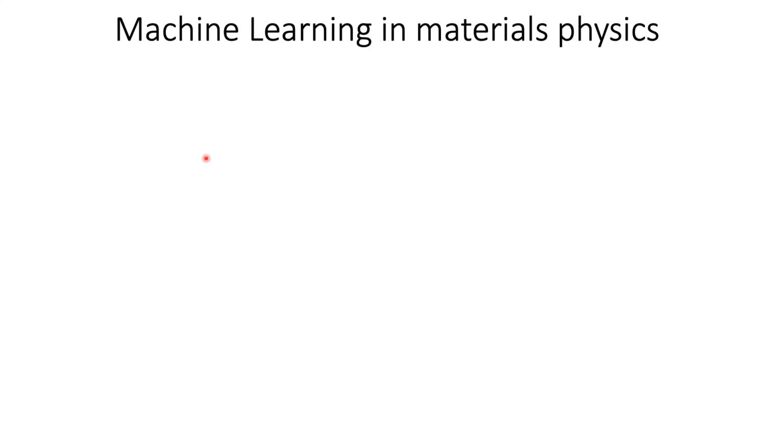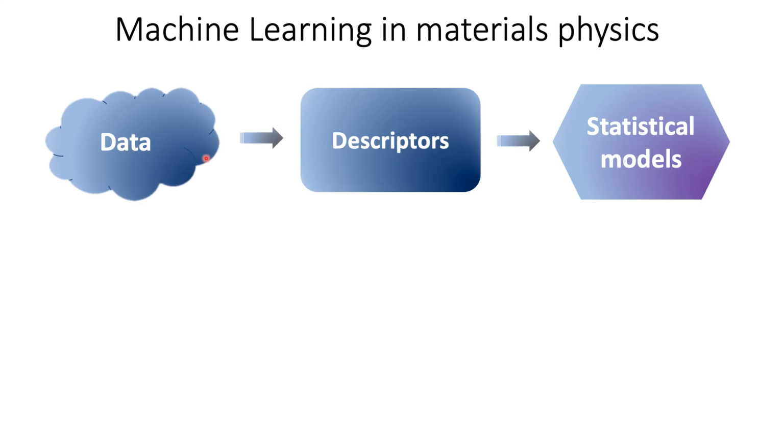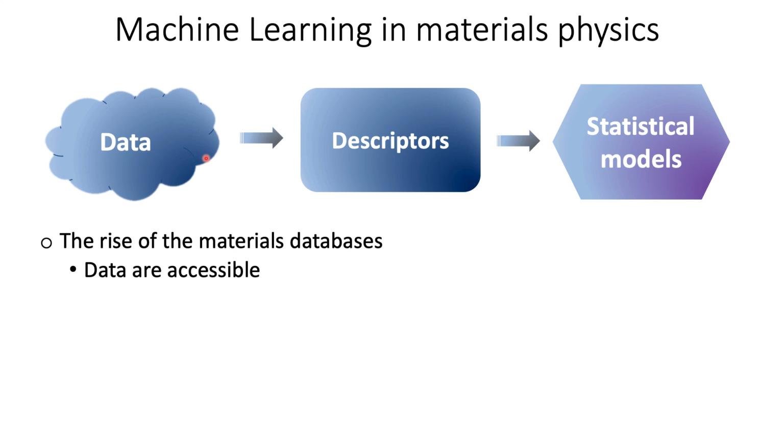Now let's discuss the machine learning framework to see how it might be applied to materials discovery. In machine learning, you need three key elements: data, descriptors, or mathematical representations of your data, and statistical models. Data for materials research are becoming more accessible. Materials databases are becoming more accessible, and there are many different kinds of data that exist these days, and the kinds and the quantity are both growing.